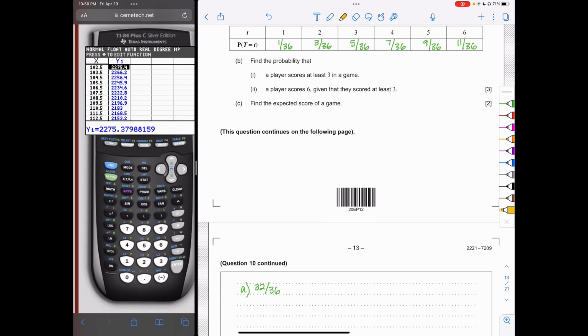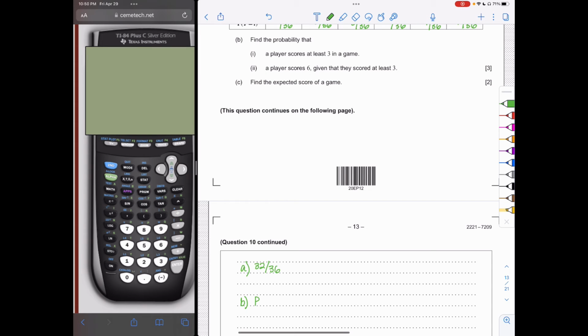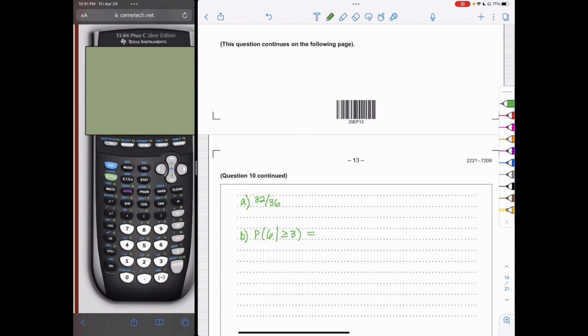So basically, in order to find a conditional probability here, I'm going to say the probability that a player scores a 6, given that they've scored greater than or equal to 3. What I'm basically saying is that out of all the ways they can get greater than or equal to 3, that'll be 32 out of 36. But out of those 32 out of 36, the probability I'm going to score 6 is 11 out of 36. So 11 of those ways.